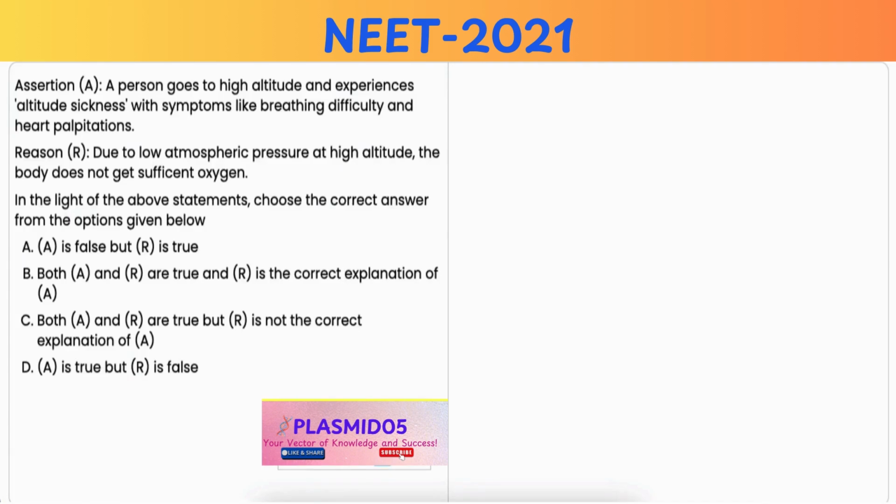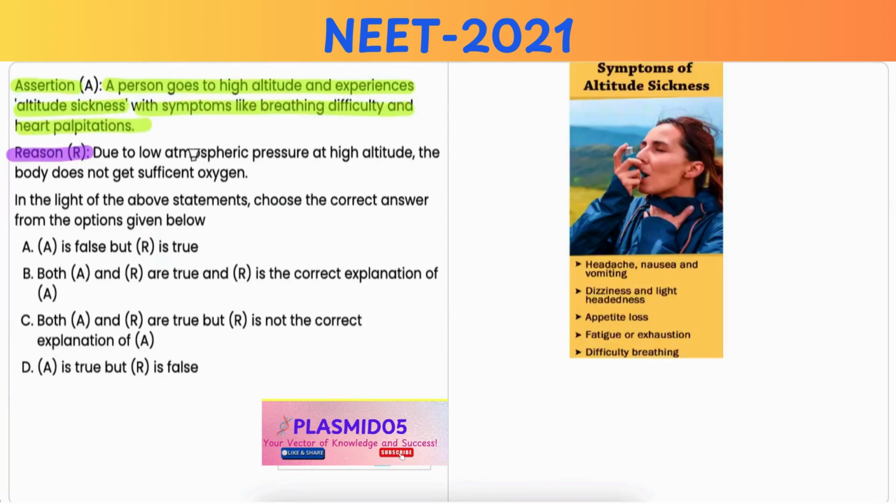In this question, two statements are given. One is assertion and the other is the reason. And in the light of these two statements, you have to choose the correct option. Now, assertion states that a person goes to high altitude and experiences altitude sickness with symptoms like breathing difficulty and heart palpitations. Now, it is true. A person going to high altitude often experiences altitude sickness, which includes symptoms like difficulty in breathing and heart palpitations. And it is a common response to being in a low oxygen environment at higher altitudes.